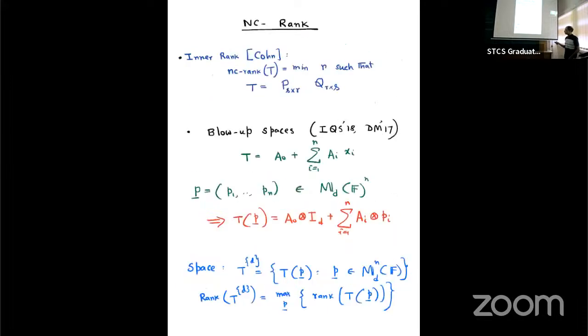P1 to Pn, that's a vector of normal scalars. No, the vector of matrices. There are d-dimensional matrices, because you want non-commutative. Oh, I see. Okay.